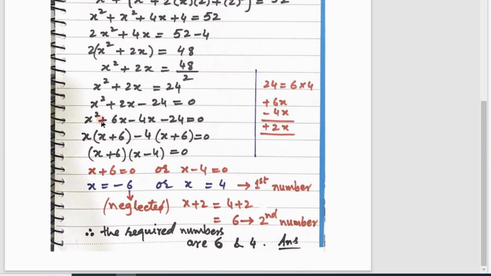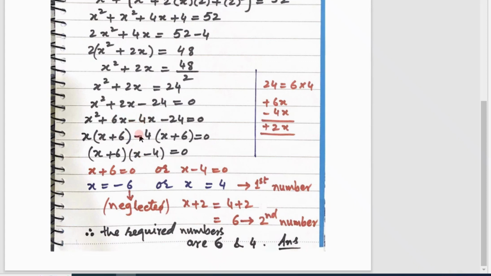Now x square plus 6x. Just look at this. What is common out of these two? X is common in both the terms. What is left behind? Here we have x square. It means 1x is out and 1x will remain inside. Plus 6 out and 6 will come as the leftover remainder. Minus.